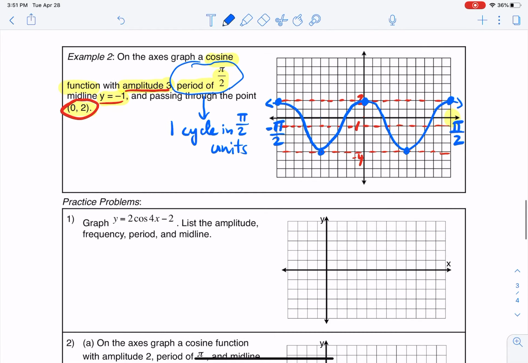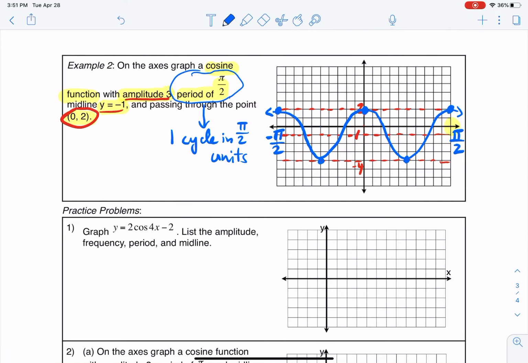Now, we're not asked to write an equation for this graph, and it's not going to be required. But if you wanted to, we know almost everything we need to know to write this equation. We know the amplitude. We know the midline. The only thing we don't know is the frequency.